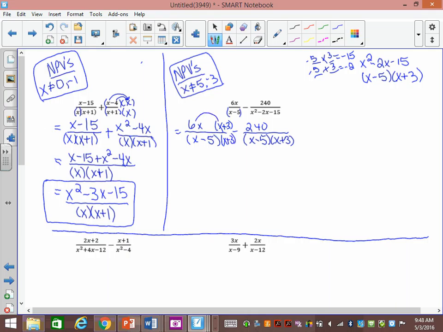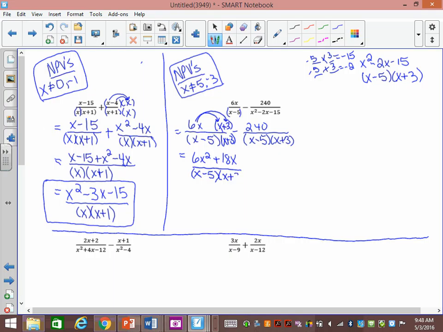So we're going to get 6x times x, which is 6x squared. 6x times 3, which is positive 18x, over (x minus 5)(x plus 3).